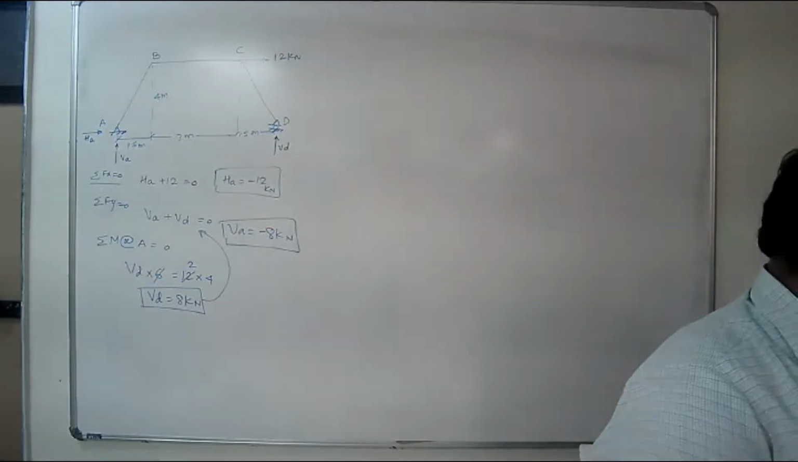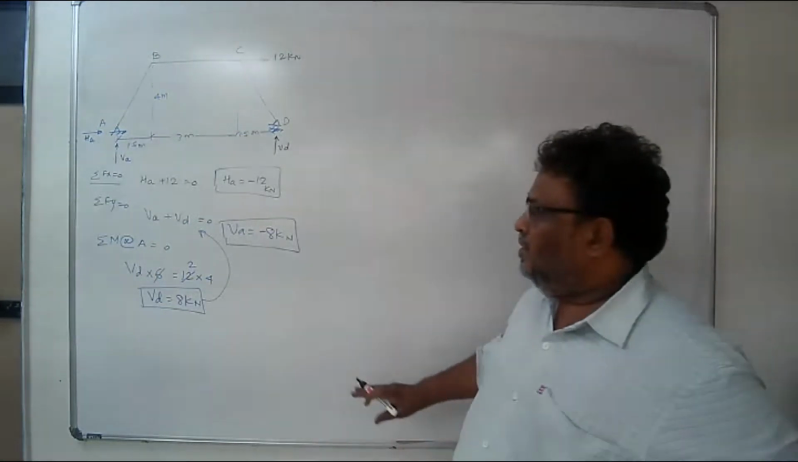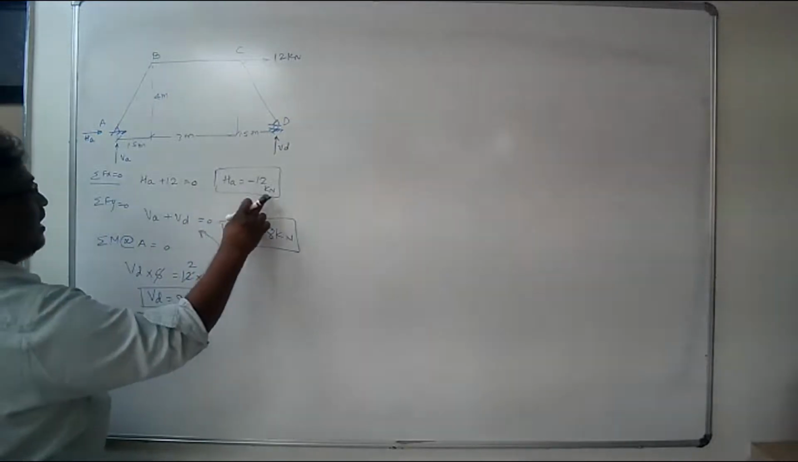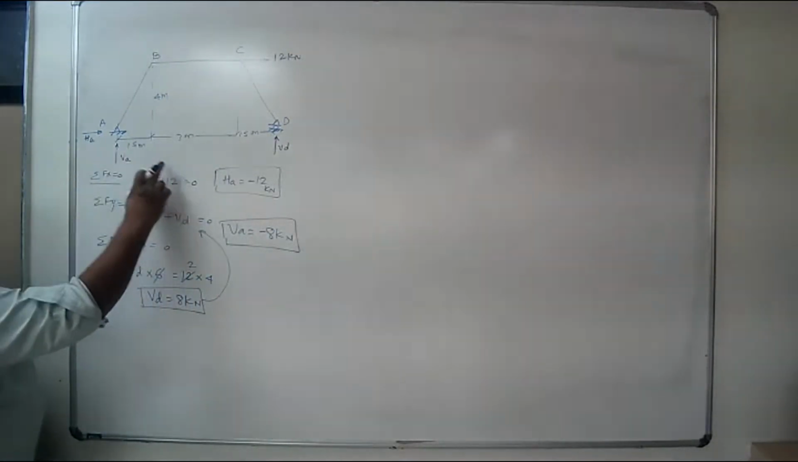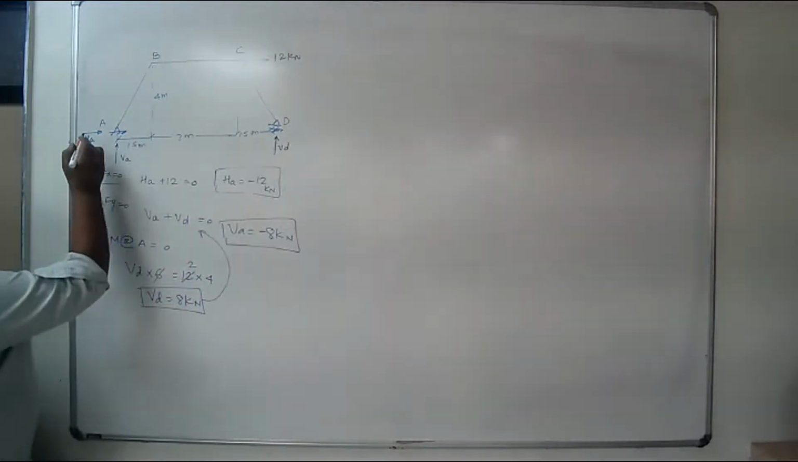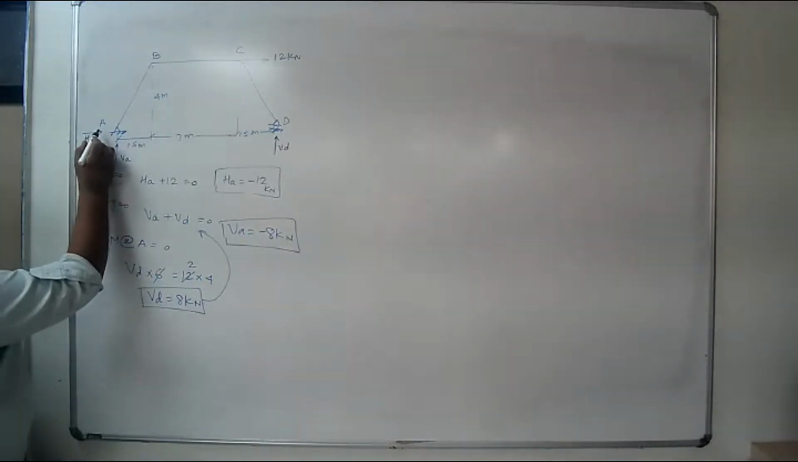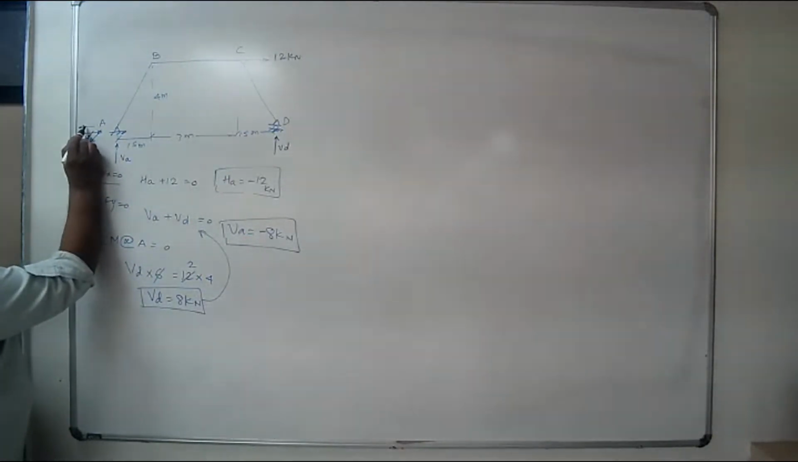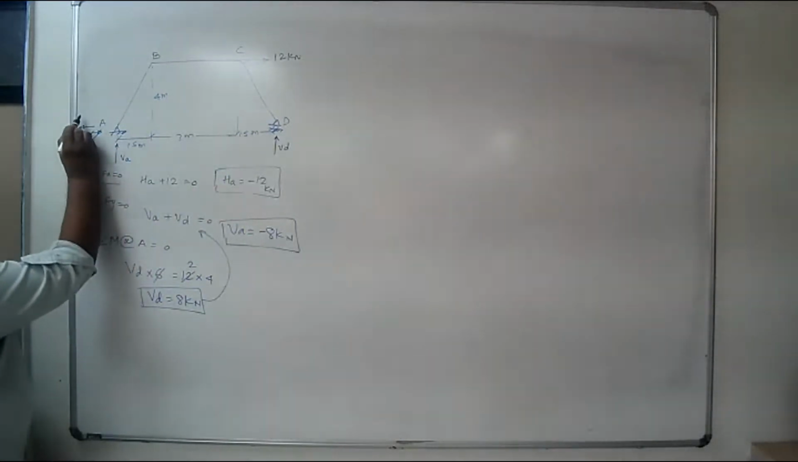So we can have the support reactions. These are the support reactions. HA, I had assumed acting right. I have got minus value. It means that HA is not acting right, but the HA is acting left. So it means that here there is a force which is acting left, and it is of 12 kilonewton. Right?